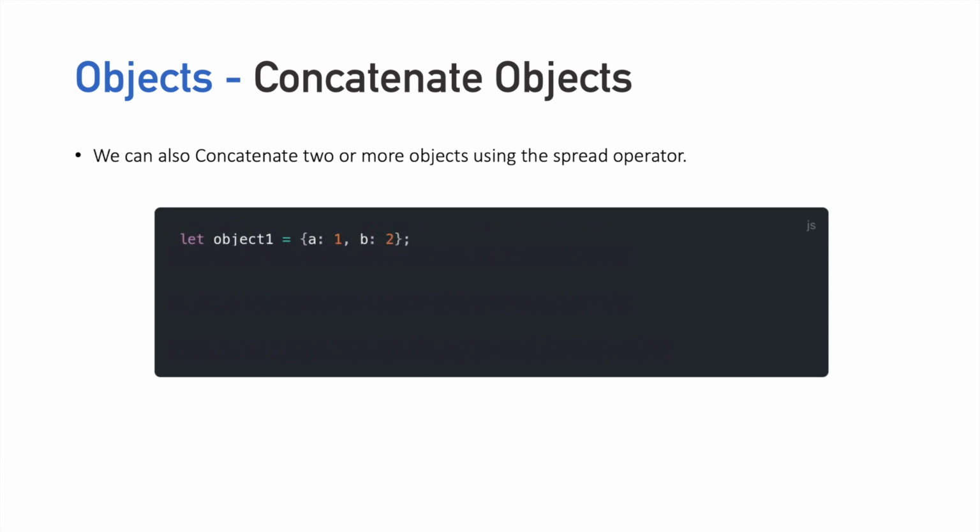Let's say we have object1 with properties a and b with values 1 and 2 respectively.